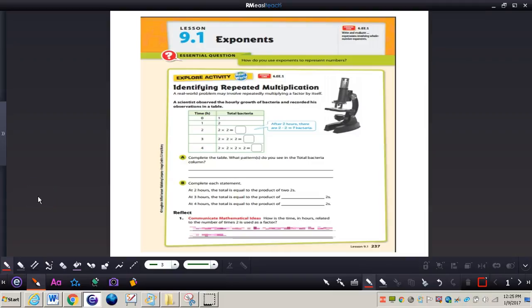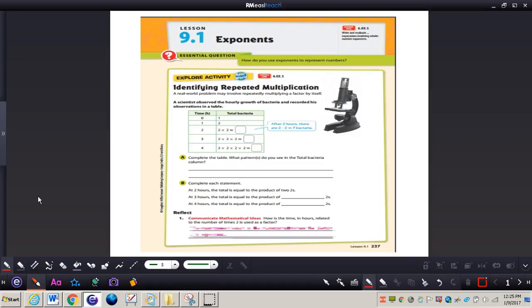In this video, we're going to be taking a look at exponents, and you need to turn your Go Math book to page 237, get out your math journal and a pencil. Now we're going to take a look at the essential question for 9.1. It says, how do you use exponents to represent numbers?